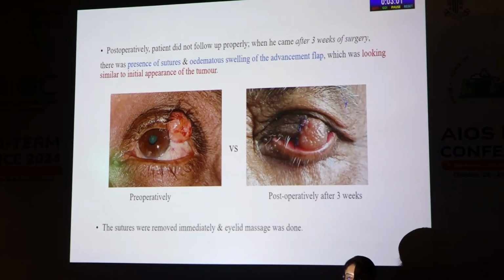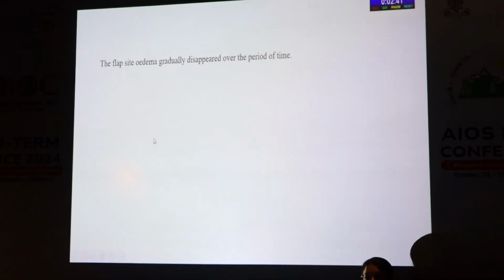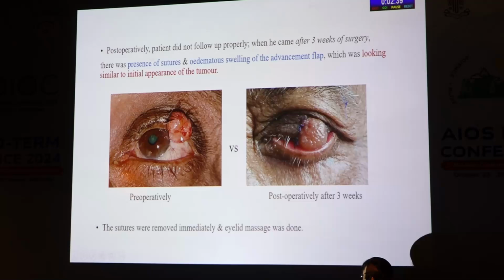Unfortunately, on postoperative follow-up, the patient didn't follow up properly. He came after 3 weeks of surgery, and we found the presence of sutures and elevated swelling of the flap, which looks similar to the preoperative picture. This is the preoperative appearance of the tumor, and this picture shows the appearance after 3 weeks of the surgery. There is presence of sutures and edematous swelling of the flap.